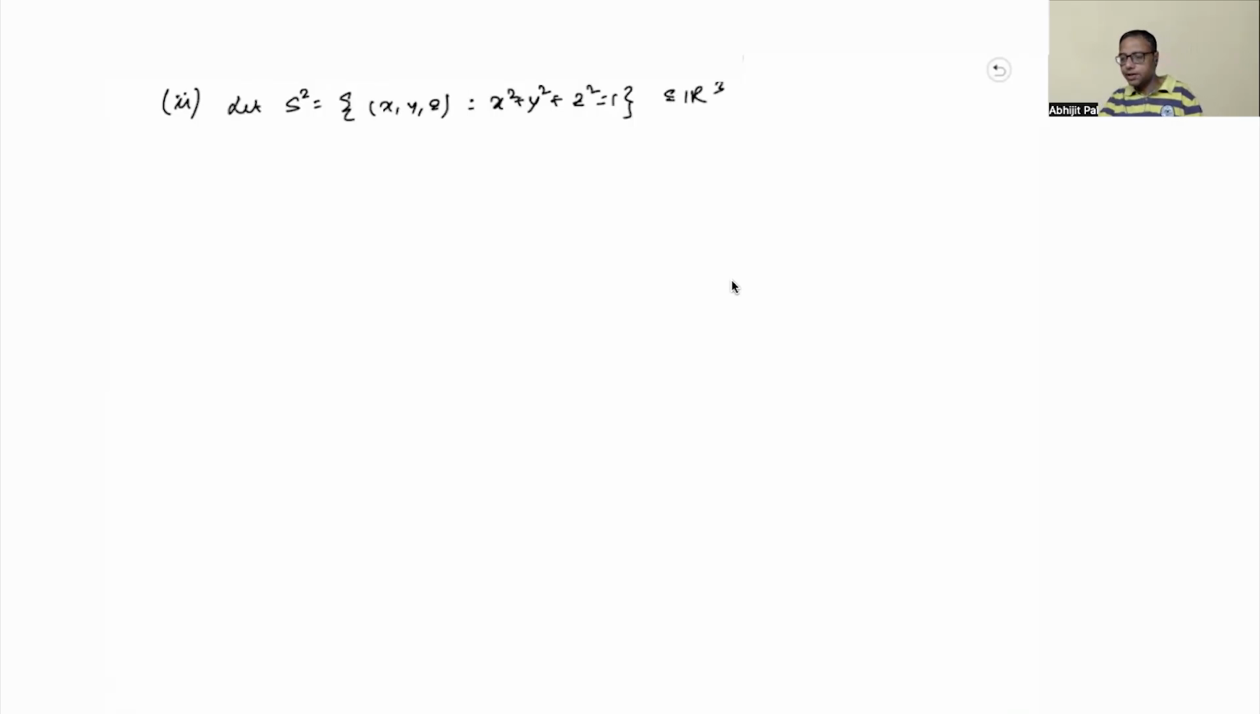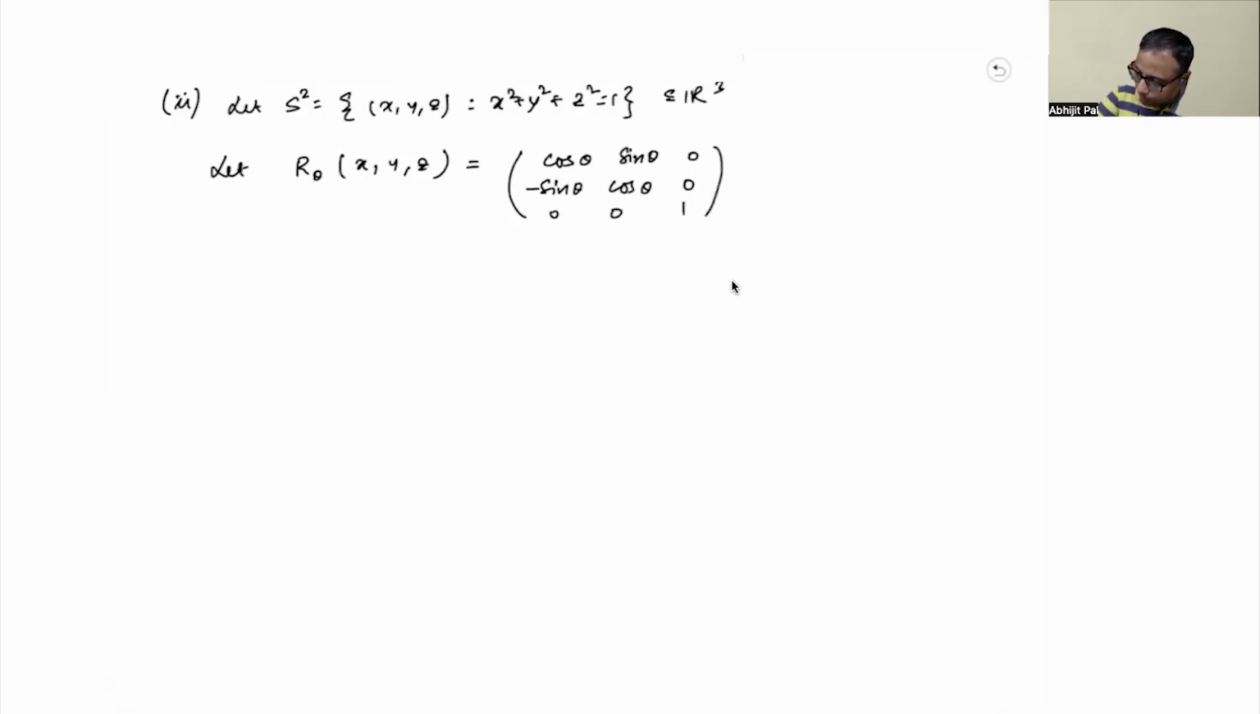So this is a regular surface in R3. And now we take a rotation by an angle theta about the z-axis. So let R theta of x, y, z be equal to this thing: the matrix cos theta, sin theta, 0; minus sin theta, cos theta, 0; 0, 0, 1 applied on this (x, y, z).